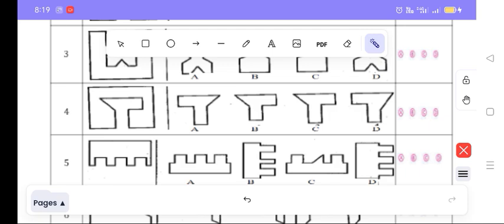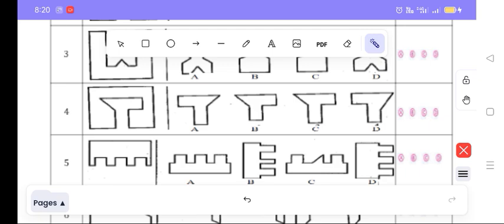Now when you come to B, see the length of the vertical lines. Here the length of the vertical lines is small, and the top part may match, but the bottom here will come up to this part only. A small gap will be created when you place B. So B cannot be the answer.